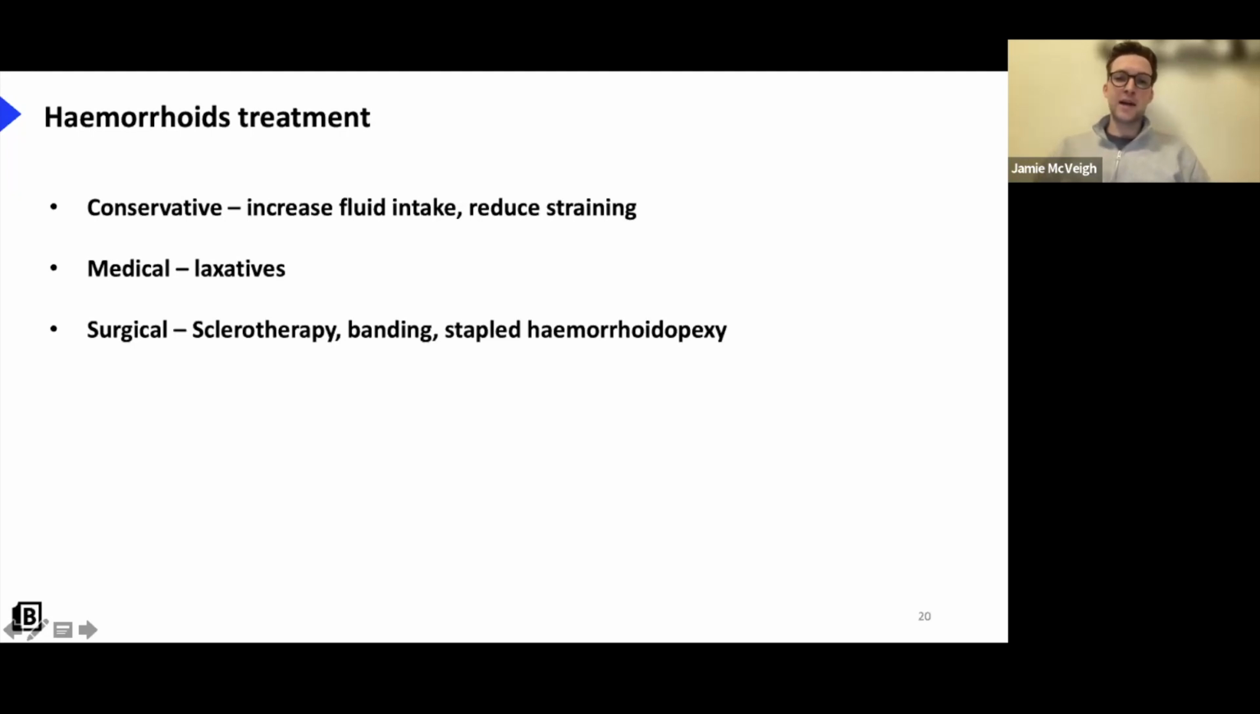And you can do stapled hemorrhoidopexy, which is basically where you take out a small part of the mucosa of the rectum, and it subsequently acts by pulling up on the anal cushion, causing the hemorrhoids to be pulled up as well, and basically they become less of a problem. So that's treatment of hemorrhoids.